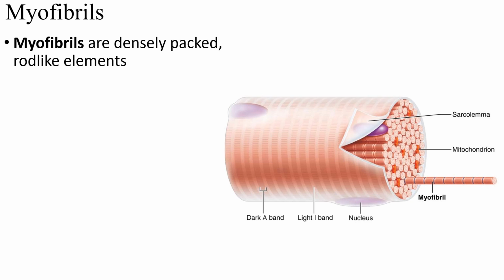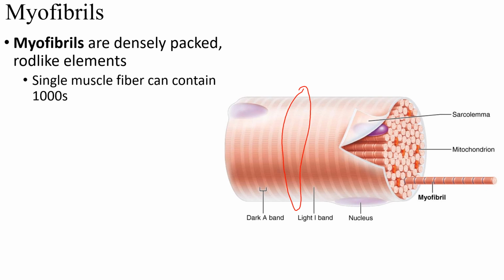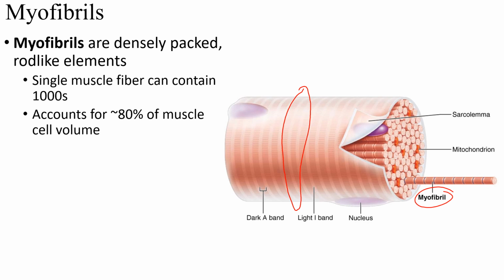Okay, so now we're back to myofibrils. Myofibrils are going to be these rod-like elements. They're very densely packed. And the myofibrils are the reason why you can see these different striations. So you can see here we have a darker, lighter pattern. Within one muscle fiber, you can have thousands of these myofibrils. Again, the myofibril is one of these little rod-shaped structures. They're going to account for about 80% of the muscle cell volume. So if you look at this cell, it is packed full of these myofibrils.